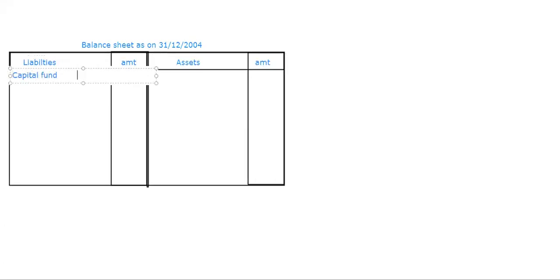Capital fund 40,100. To this one as usual we will add what? Surplus. So surplus he gave also, which is 8,900. So the outcome we get is 49,000. Then B and C and D are liabilities, right?